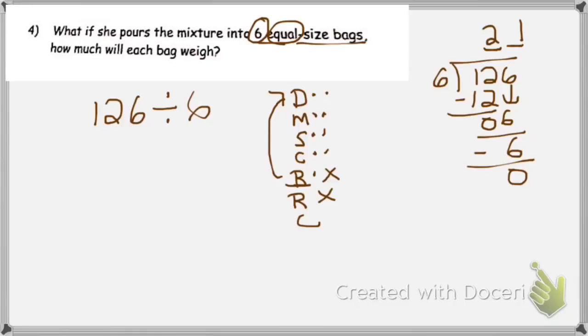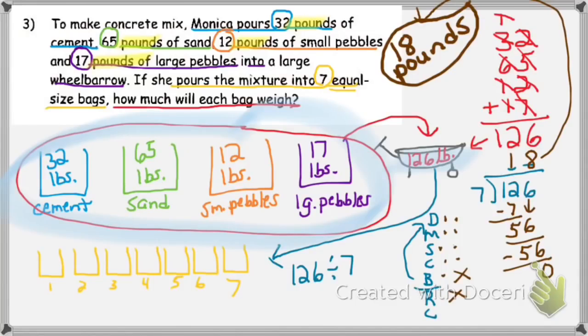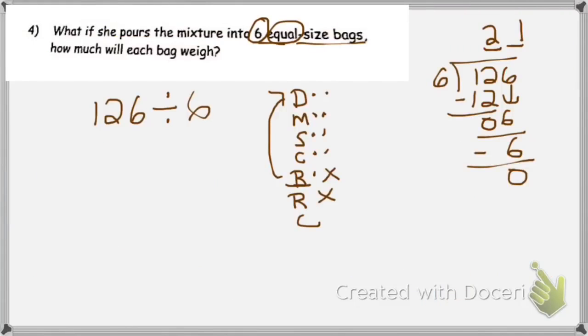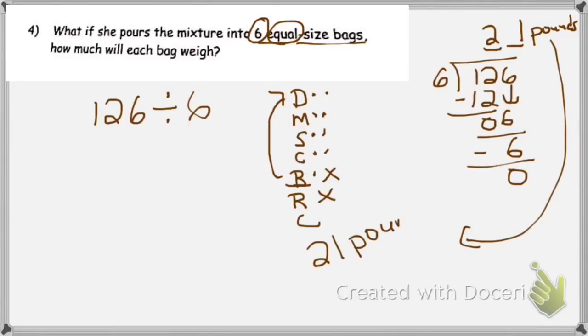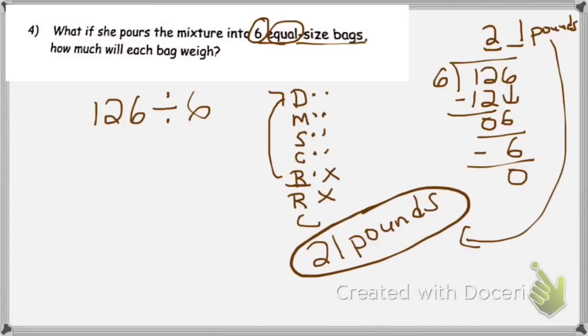And 21, what's my unit? Well, I don't see a unit in this problem, so go back to the original problem, and my unit, we said, was pounds. So it will be 21 pounds. Not a lot of room there. I'm going to rewrite it neater. 21 pounds, and that will be my final answer for number 4.